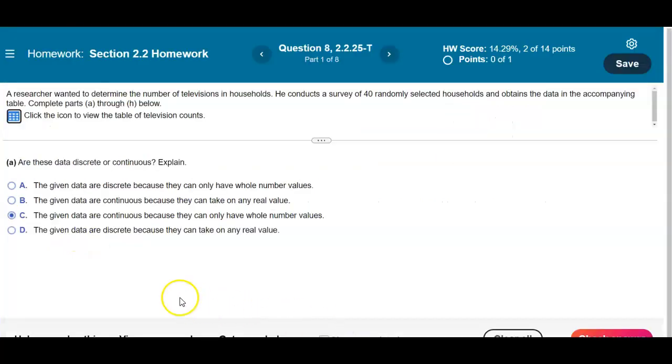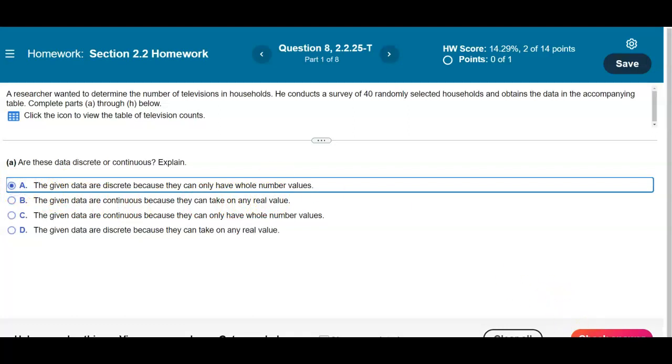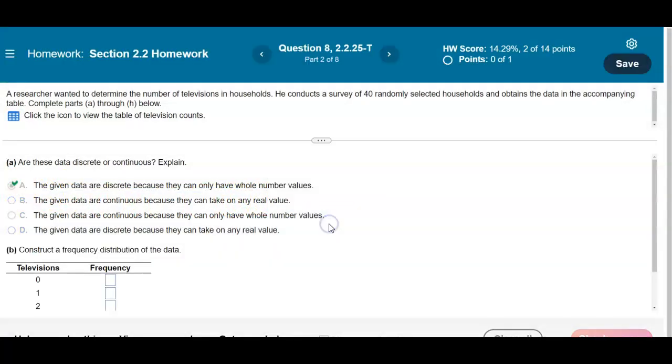So let's answer our question. The given data are discrete because they can only have whole number values. So there is our answer for the first part.